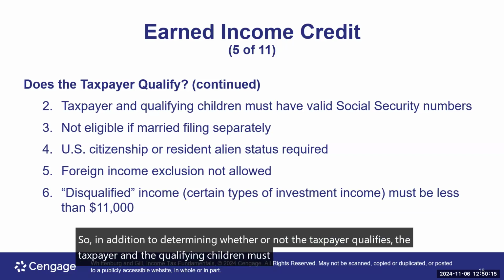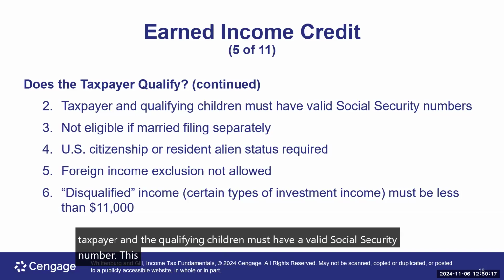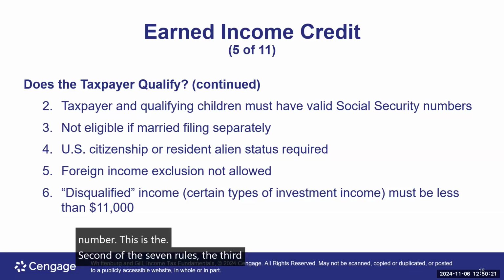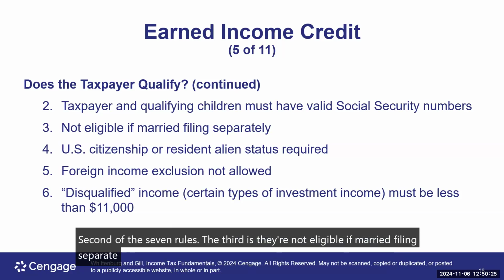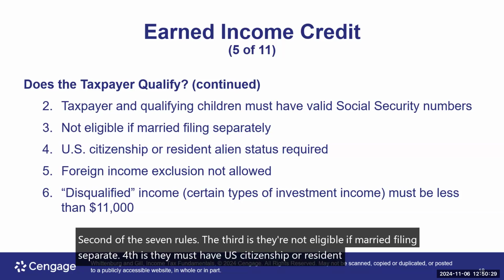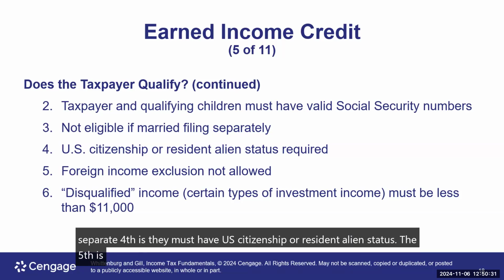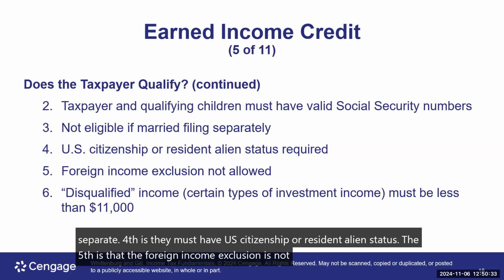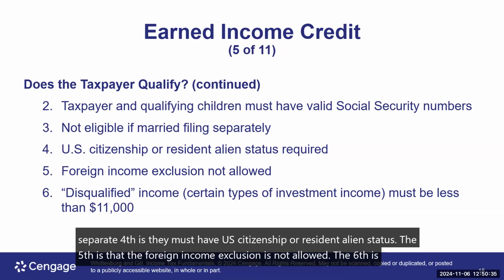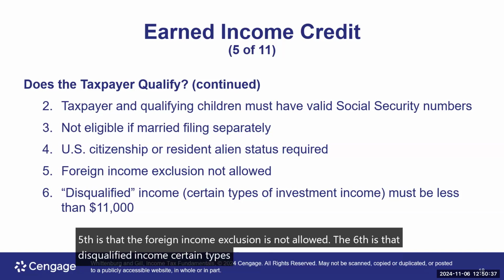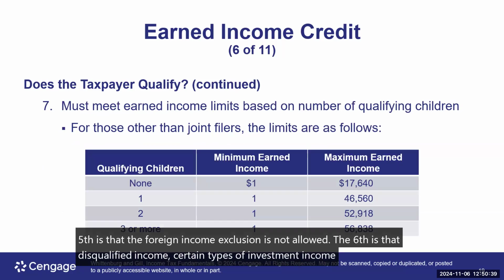In addition to determining whether or not the taxpayer qualifies, the taxpayer and the qualifying children must have a valid Social Security number. This is the second of the 7 rules. The third is they're not eligible if married filing separate. Fourth is they must have U.S. citizenship or resident alien status. The fifth is that the foreign income exclusion is not allowed. The sixth is that disqualified income, certain types of investment income, must be less than $11,000.